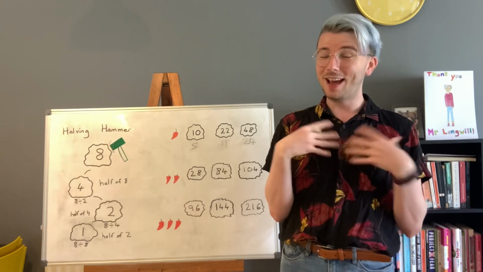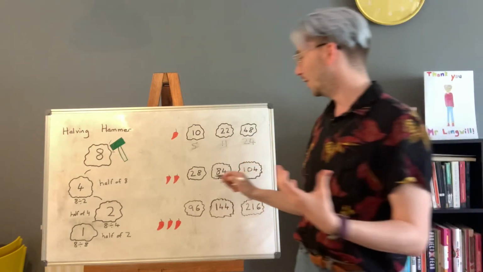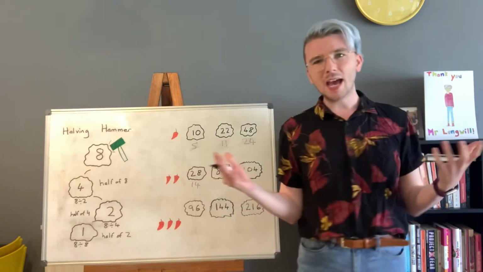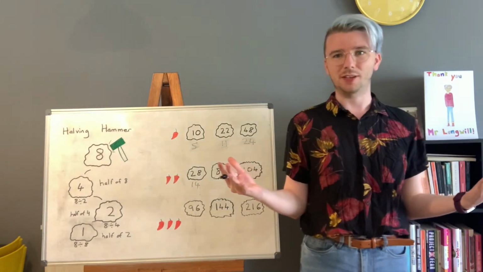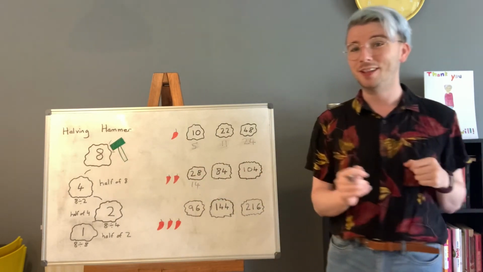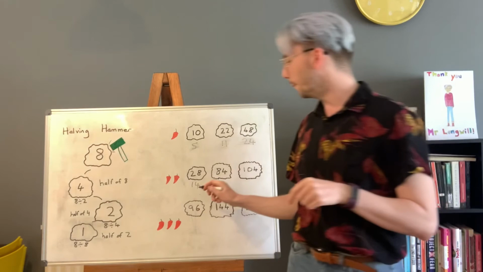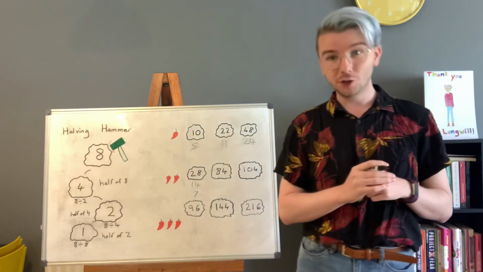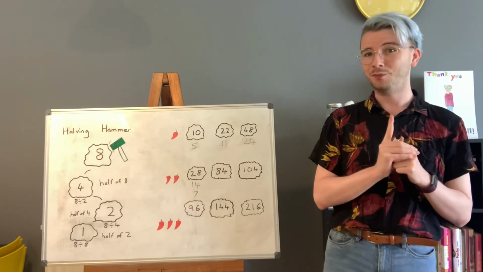For me, the answer that I got was 14. So that's what would happen if you hit this rock once. What would happen if we hit the number 14 with the halving hammer, or hit the number 28 with the halving hammer twice? We would get the number 7. And those are the answers to the first question in our medium problem.